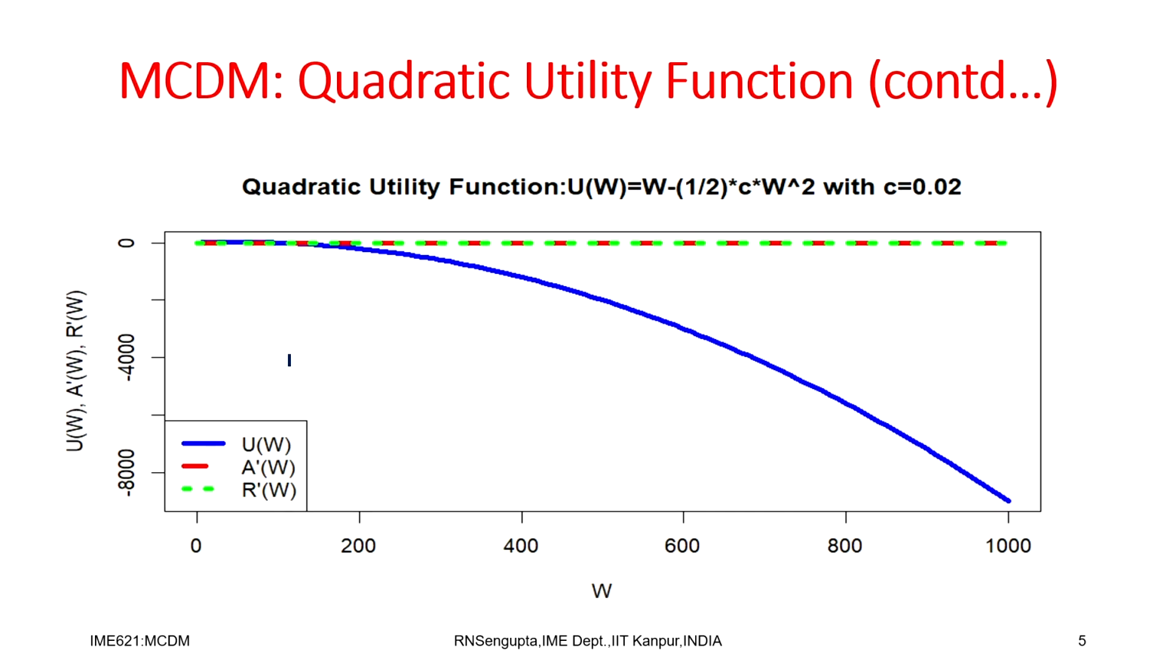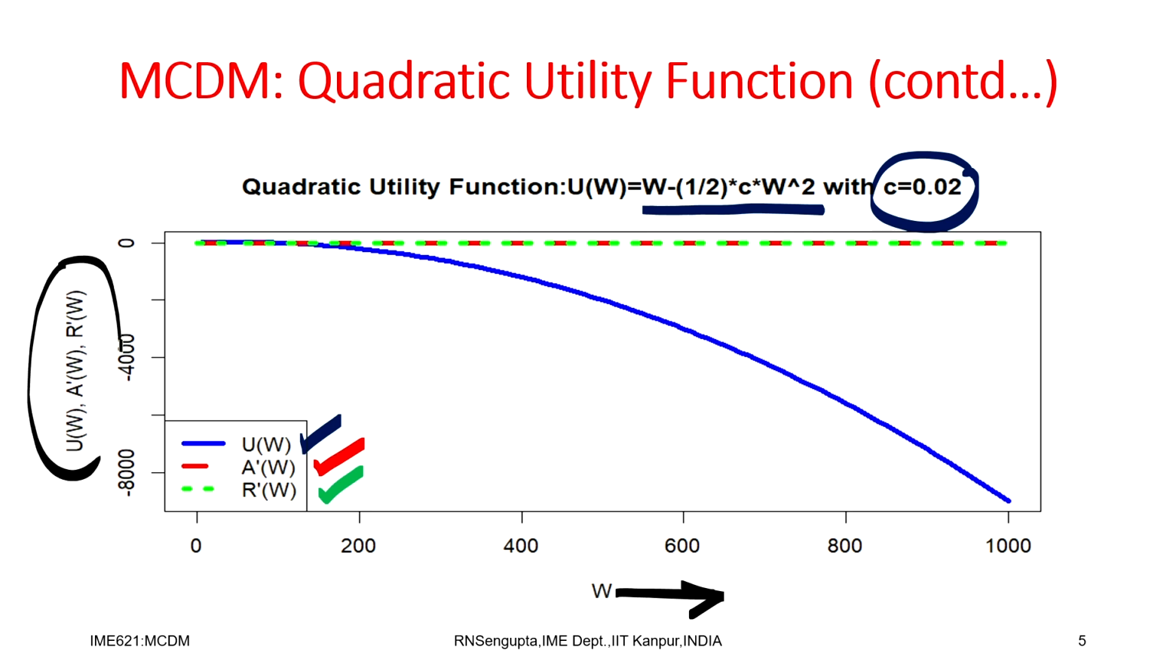So, if I consider the quadratic utility function with the value w minus half of c w square, and c I am taking as 0.02. If I plot one by one u, next a prime and third r prime, along the x axis I have w, and along the y axis I have all these three values of u, a prime, r prime drawn in the same graph scaling. So, it will be difficult for us to understand now, but in the later graphs it will become clear.